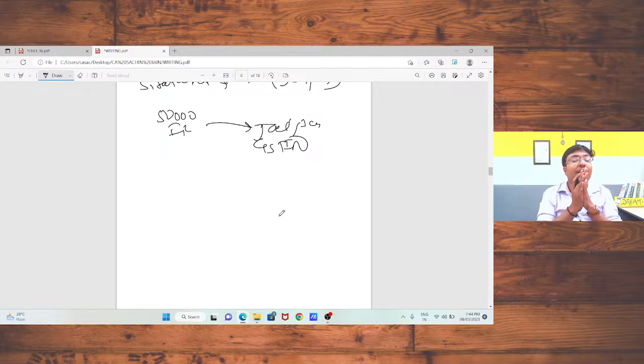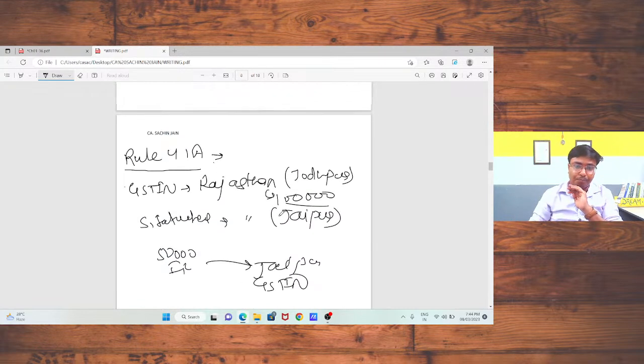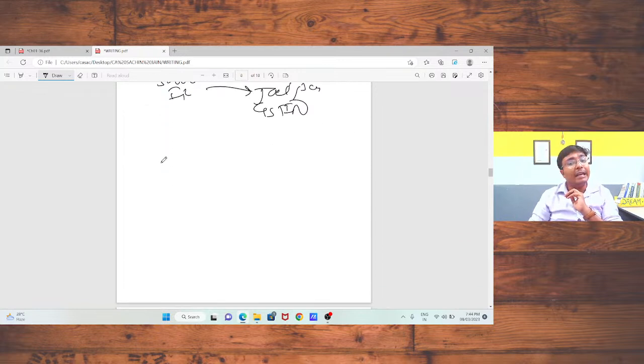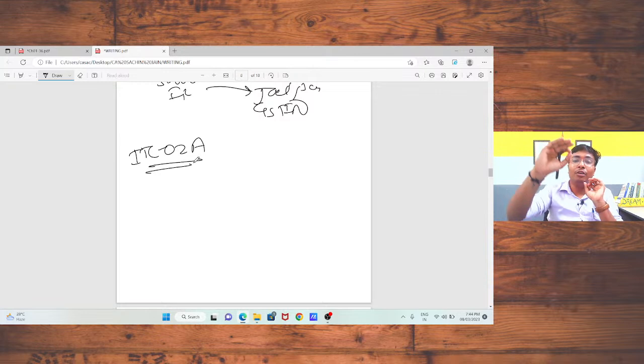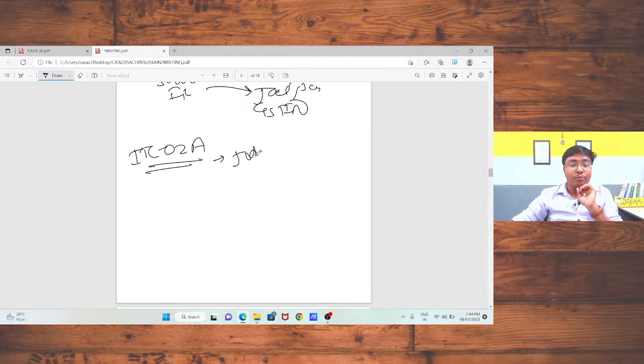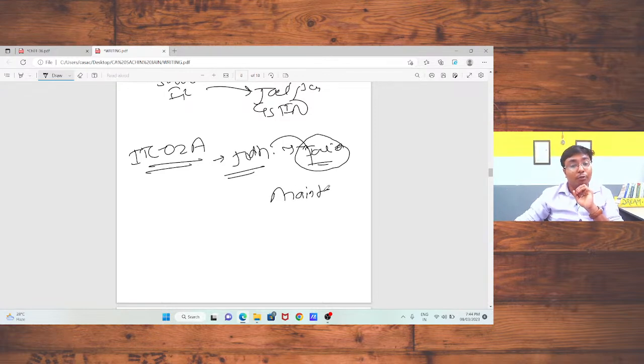So for that purpose, government has come with the rule number 41A, and as per rule number 41A, you can transfer that input tax credit through form ITC 02A. You need to file form ITC 02A on your GSTN portal, by using the user services, and you are going to transfer that input tax credit from Jodhpur to Jaipur. Okay, but when you are going to transfer the credit from Jodhpur to Jaipur, then Jaipur premises has to maintain proper accounts for that purposes.